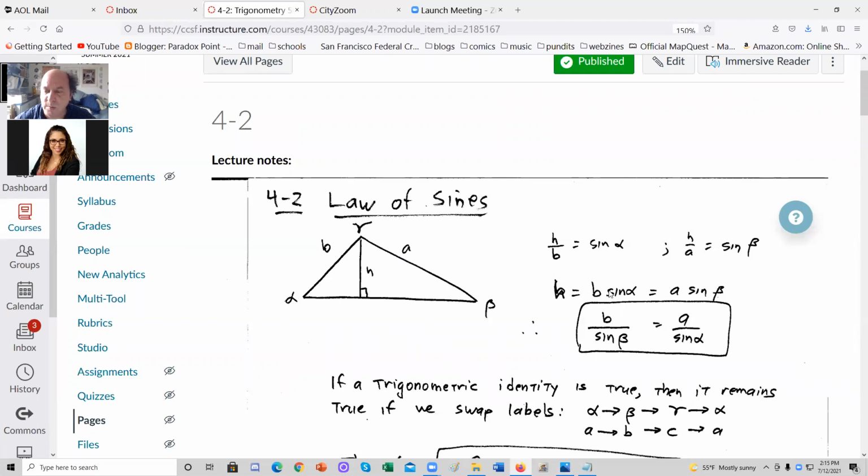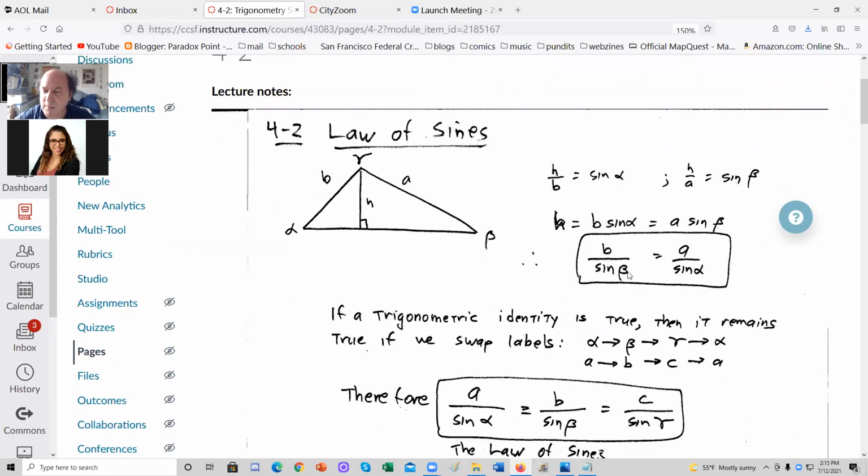So therefore H equals B sine alpha and H equals A sine beta. So these are equal: B sine alpha equals A sine beta. After we divide by sine beta and sine alpha, we get B over sine beta equals A over sine alpha. A side over the sine of the opposite angle is the same for this pair and for this pair, and it will also be true for this pair, C over sine gamma.